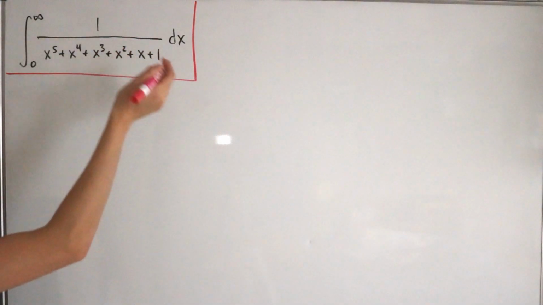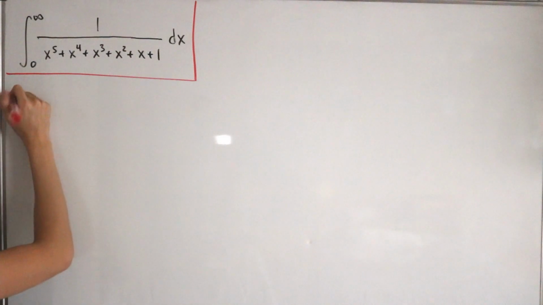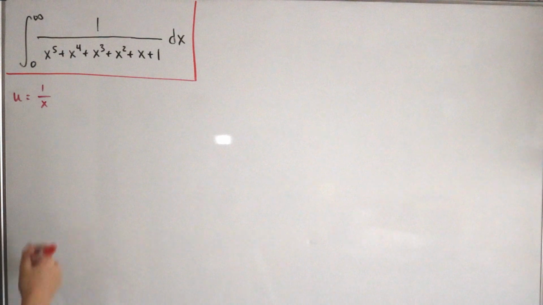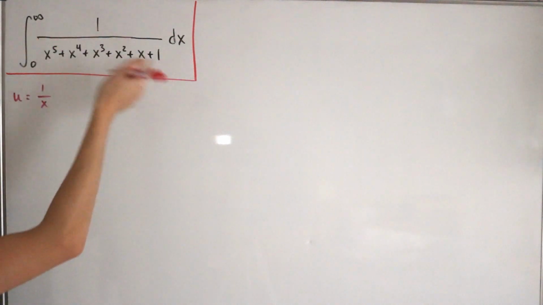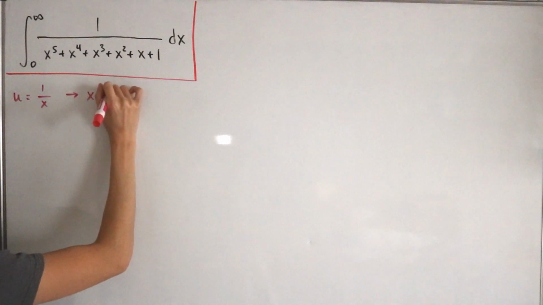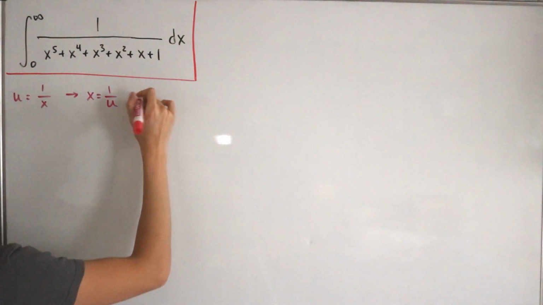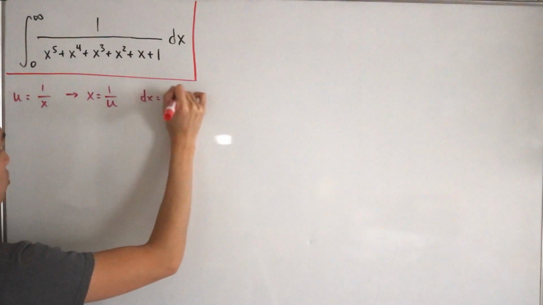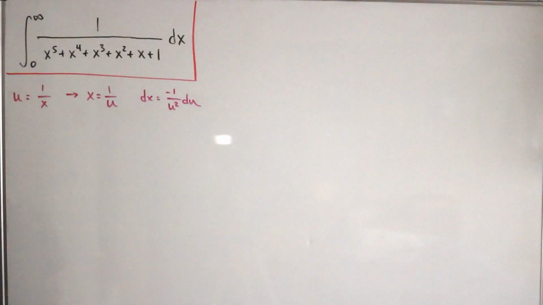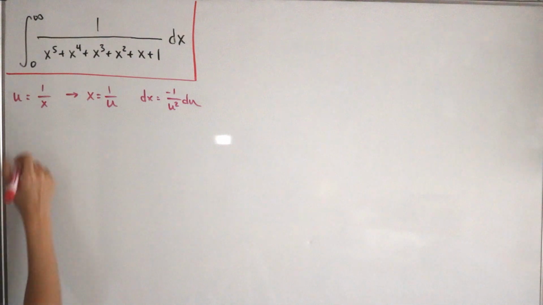Now, as I mentioned, we'll be using a U-sub. Suppose that we let u equals 1 divided by x. If I let x be by itself to do that substitution, we'll have that x is equal to 1 divided by u. If I differentiate both sides, I have that dx is equal to negative 1 divided by u squared du. So that's nice that we have a dx differential to substitute by itself.